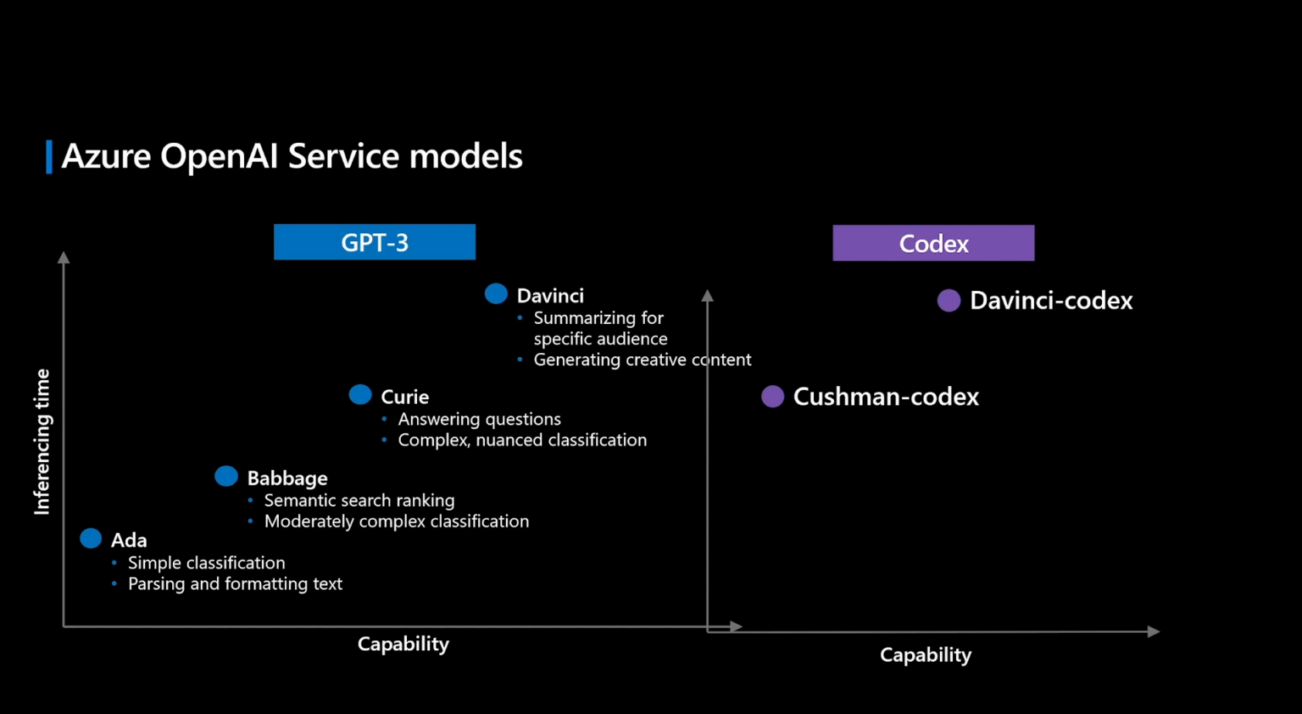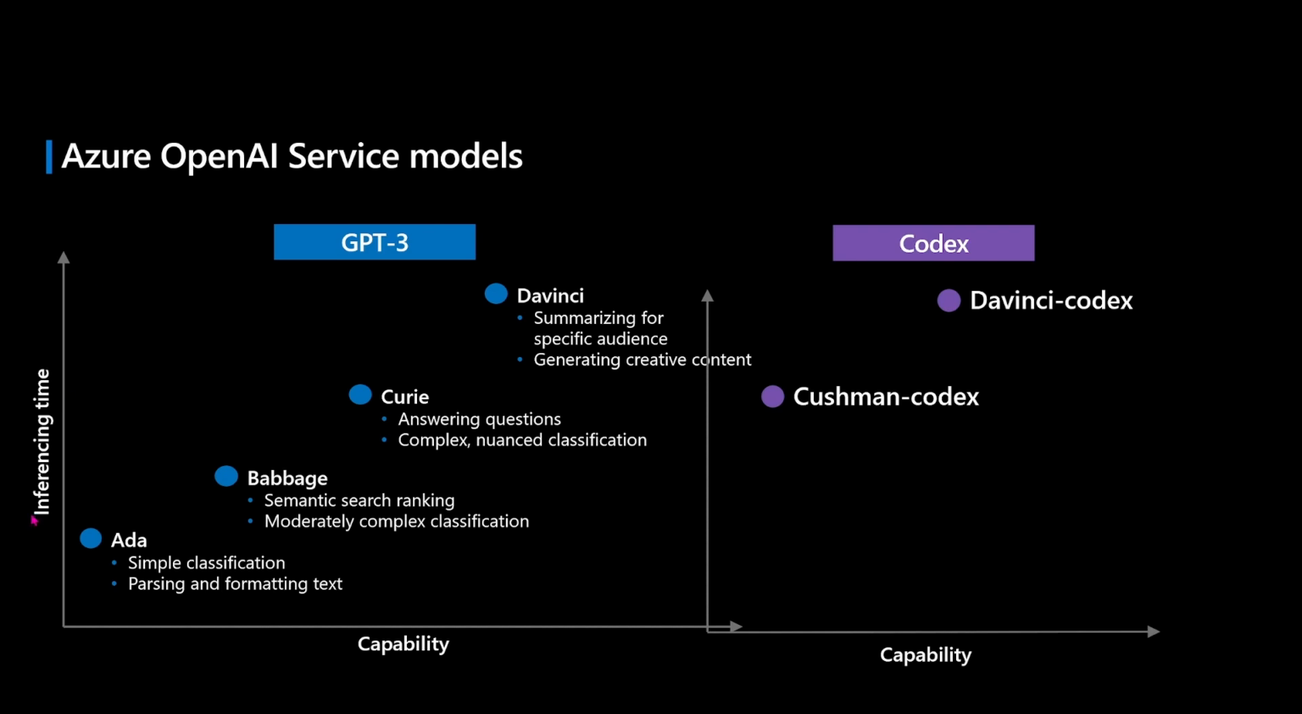Curie is extremely powerful yet very fast. It's somewhere in between, say, Babbage, Ada, and DaVinci. While DaVinci is stronger when it comes to analyzing complex text, Curie is quite capable for many nuanced tasks like sentiment classification and summarization. Curie is also good at answering questions and performing Q&A as a general service chatbot. Babbage, on the other hand, can perform straightforward tasks like simple classification, and it's also quite capable when it comes to semantic search ranking of how well documents match up with search queries.